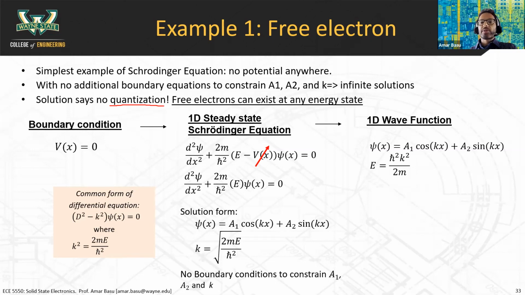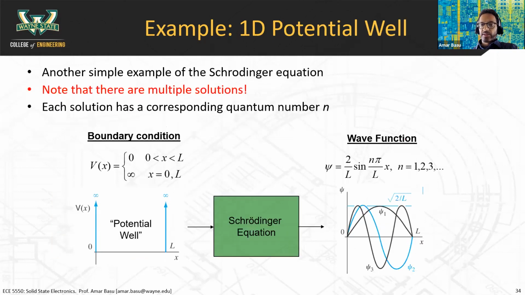So in free space, there's no discrete energy states. Like how the Bohr model said, electrons can only exist at certain energy states. That's not the case with free electrons. We'll find out in the next example that if you have some boundary conditions, that actually limits the energy states that an electron can have. So let's go on. The next example is called a one-dimensional potential well.